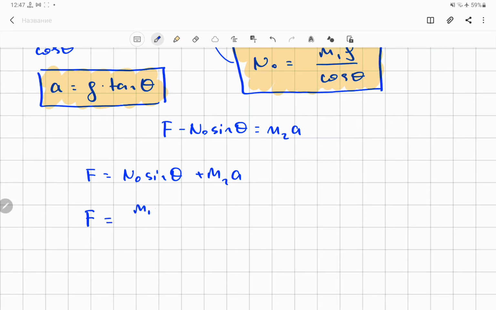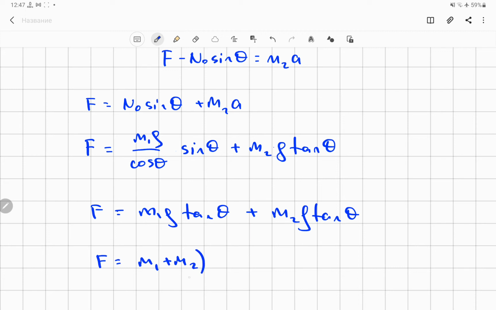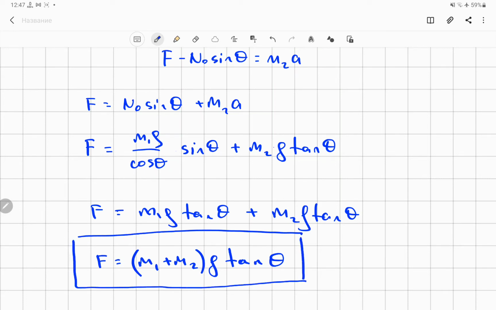N0 equal to M1G divided by cosine theta times sine theta plus M2 times acceleration, which is G times tangent theta. So shortly it will be like this: M1G tangent theta plus M2G tangent theta. So we can take G tangent theta out of the parenthesis, so we will have this kind of answer. This is a final answer.